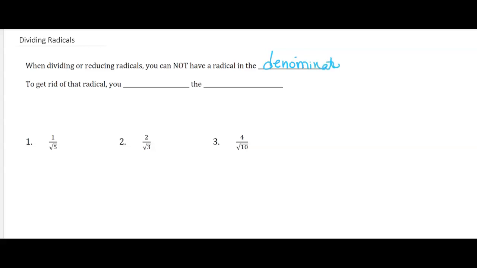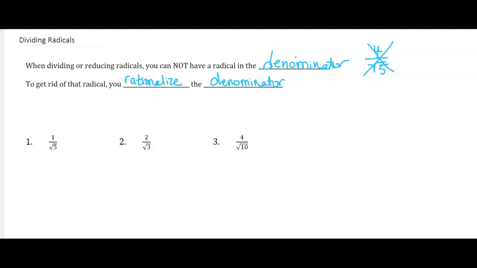Denominator. Okay, so an answer like this, 4 over square root of 5, that is not acceptable. We have to learn how to fix that. To get rid of the radical, you have to do something called rationalize the denominator. And so rationalizing is just kind of getting rid of it.